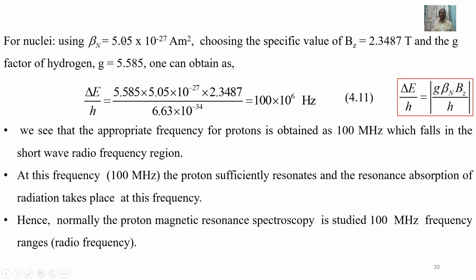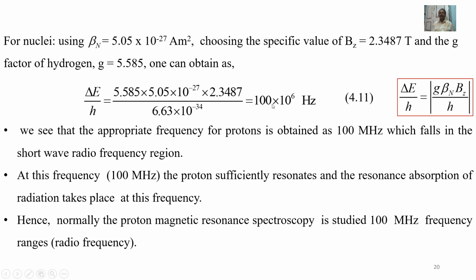For example, for nuclei, using beta n, the Bohr magneton of nuclei, which is equal to 5.05 × 10^-27 ampere meter squared, choosing the specific value Bz equal to 2.3487 Tesla, and the capital G factor equal to 5.585, and substituting in this expression, we get delta E by h, which is equal to 100 megahertz.